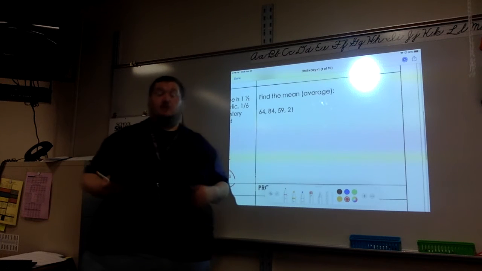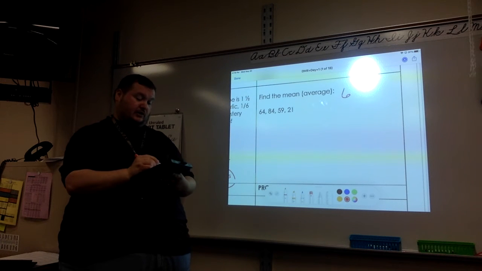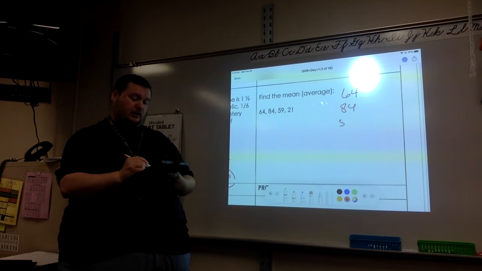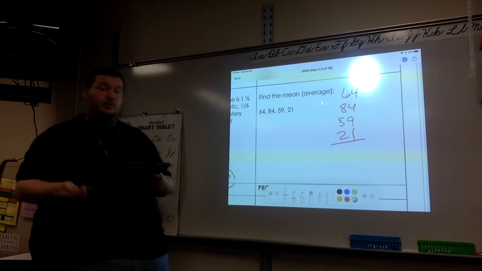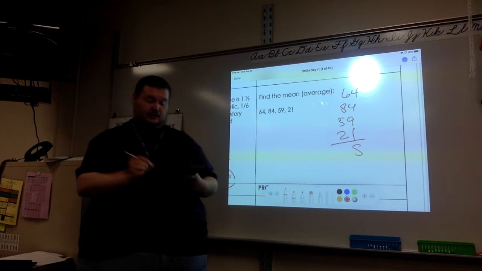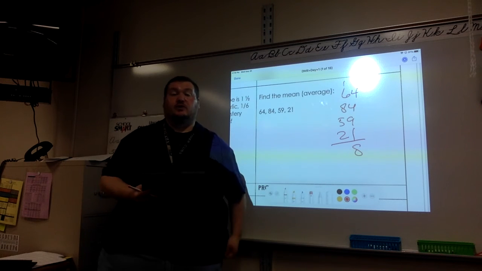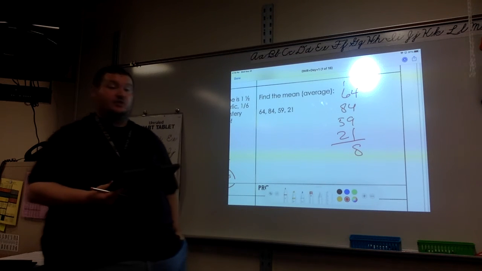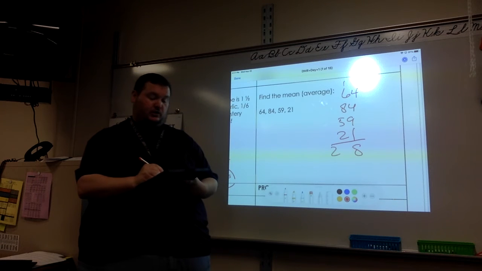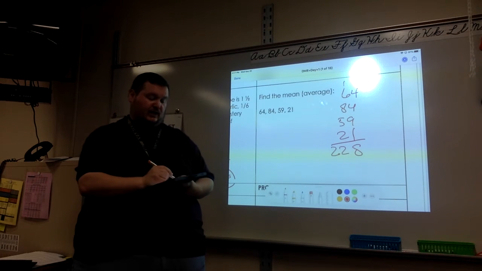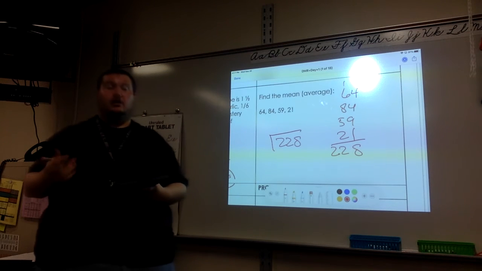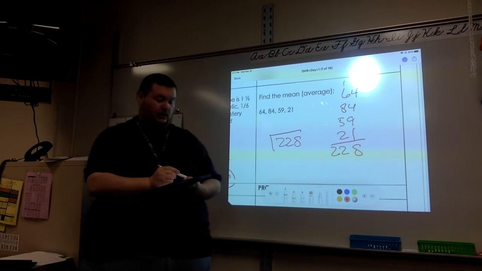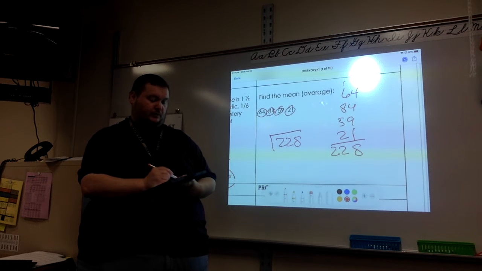Okay, we're finding the mean or the average. We add up all these numbers together. 64, 84, 59, 21. 9 plus 1 is 10, plus 4 is 14, plus 4 is 18, carry your 1. 6 plus 1 is 7, plus 8 is 15, plus 5 is 20, plus 2 is 22. The number is 228. We take that number and we divide it by the number of numbers in our data set. So 1, 2, 3, 4.